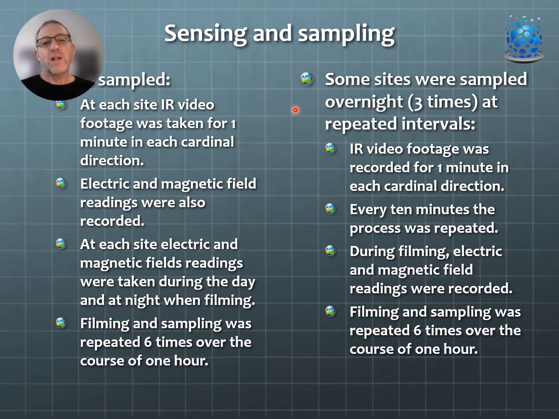Now, if that's at one site, we could do that over time, overnight, of course. 8 p.m., midnight, 4 a.m., and 8 a.m. tended to be most convenient because they're not automated data collection units. It's manual, so the observer has to go out and set those up. And so that's the same. It's IR video footage for 1 minute in each cardinal direction. Every 10 minutes, the process is repeated, as I've just stated.